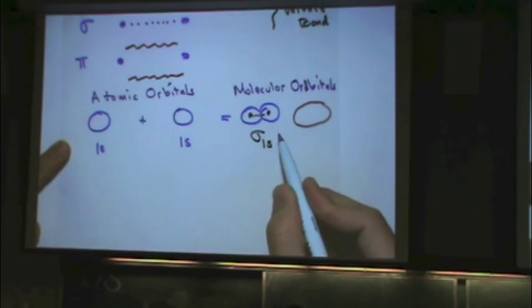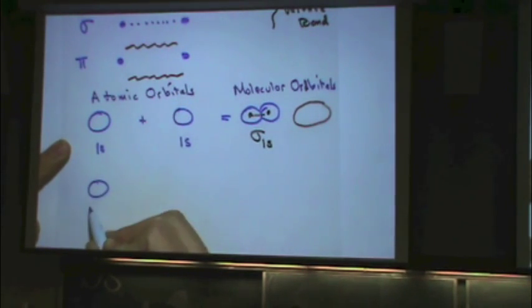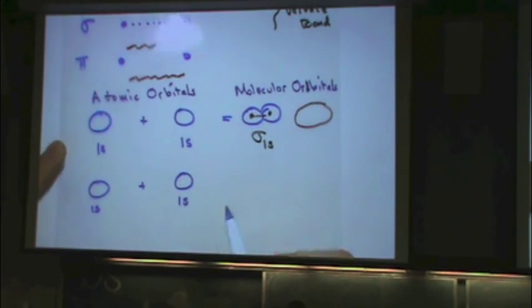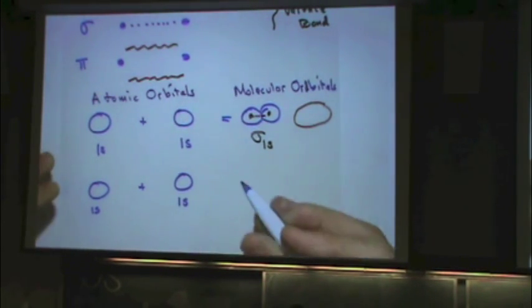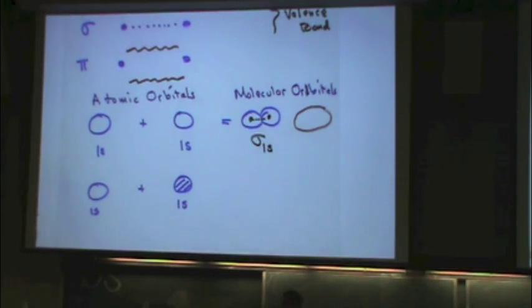This is called the bonding interaction. Let me show you what the 1s orbitals do when you have the other part, which is the anti-bonding interaction. Anti-bonding means they're out of phase with each other. To show they're out of phase, we're going to make one unshaded and the other one shaded. Or you might say one is a plus and one is a minus, which is the terminology that some textbooks use.